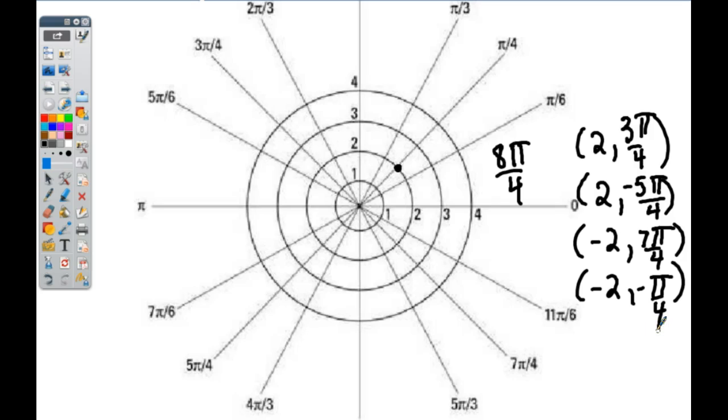Is that all we have to do? Yes. How do you know why you get to 8 pi? Because it's 2 pi, and this is 4 on the bottom. So if this was 3 on the bottom, it would be 6 pi. Okay? If it was 3 on the bottom, it would be 6 pi over 3.